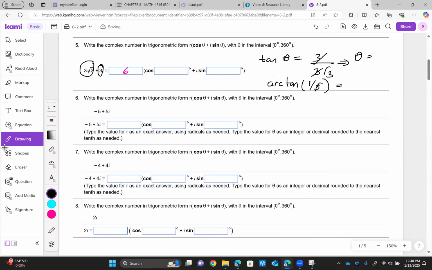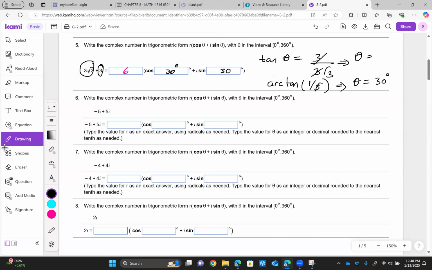Without using a calculator, I know that this angle here is 30 degrees, because for 30 degrees, sine 30 is 1/2, cosine 30 is root 3 over 2. So tangent theta is equal to 1 over root 3 only for angle 30. And I have to make sure that I am getting the angle in the correct quadrant. The first number is positive, the second number is positive. This is only possible in the first quadrant. So the angle is right. So we will need 6 times cosine of 30 degrees plus i sine of 30 degrees for this question.